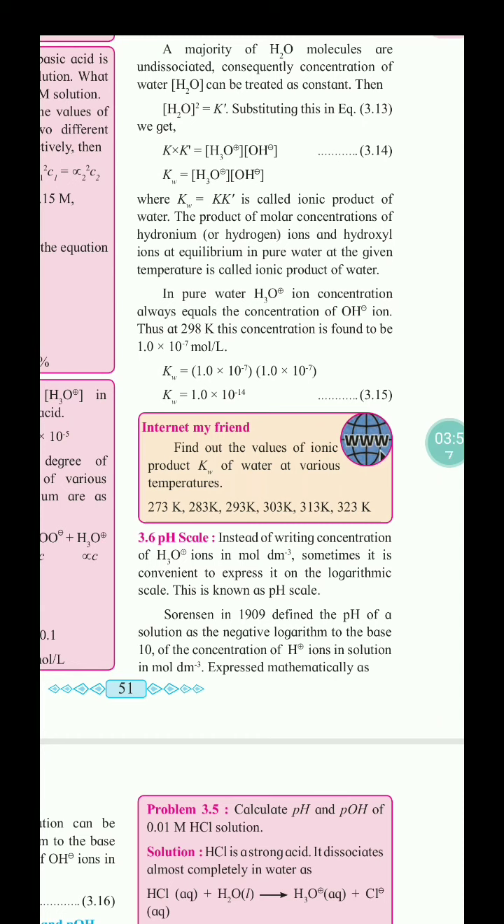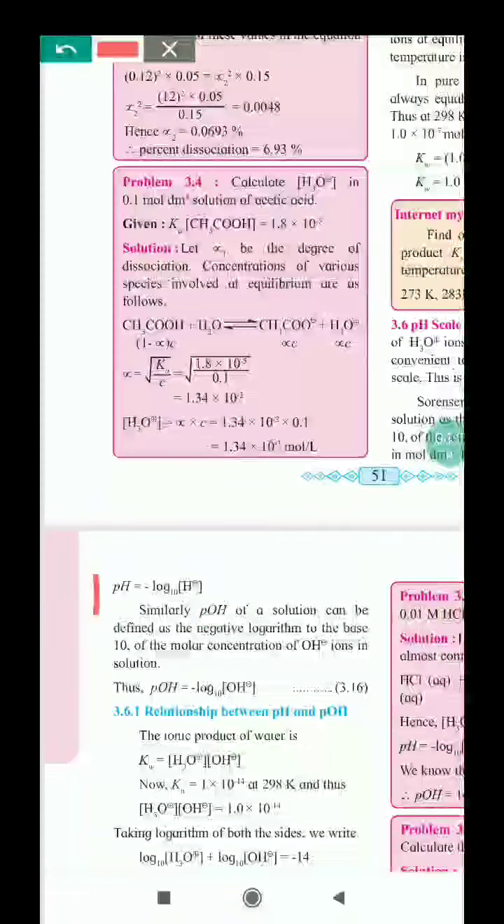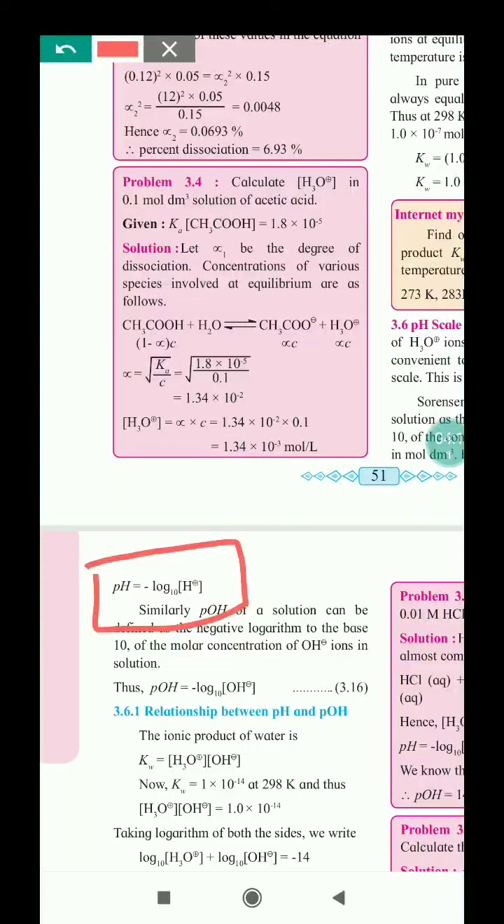In 1909, Sorensen defined the pH of the solution, that is negative logarithm. pH of the solution means negative logarithm to the base 10 of effective concentration of hydrogen ion is called pH. Similarly, pOH of the solution can be defined as, again, negative logarithm to the base 10 of molar concentration of hydroxide ions in the solution is called pOH.